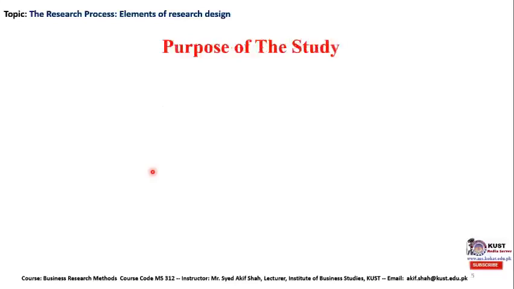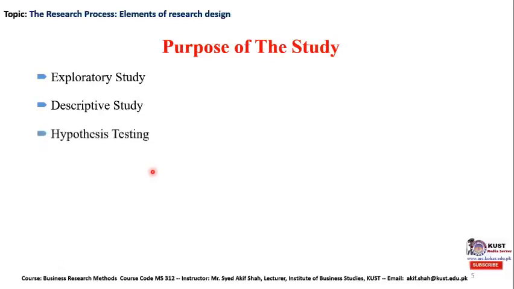So let us discuss the first point of designing a research. We should know about the purpose of our study. It could be threefold. First, our research study could be exploratory in nature. Secondly, it could be descriptive in nature. And thirdly, it could be hypothesis testing. A researcher must be clear about what type of research work he is going to undertake.